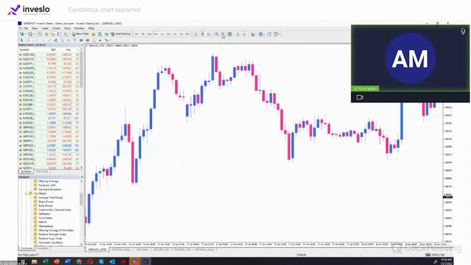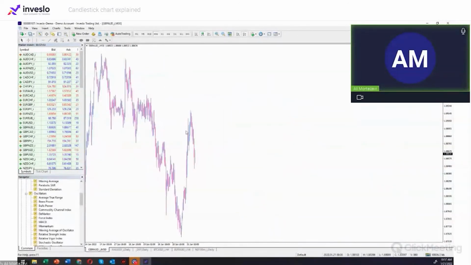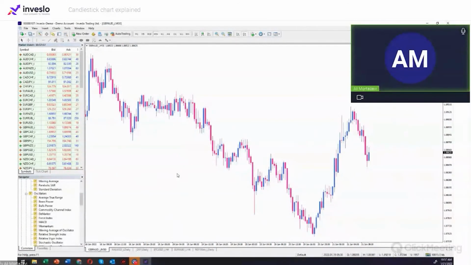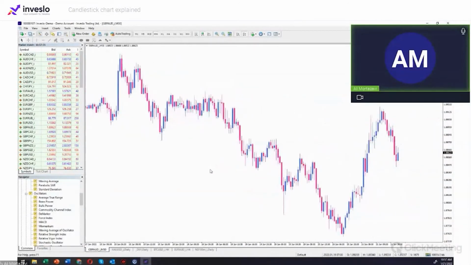But how can we use these candlestick charts as a trading strategy? One of the popular ways to use these candlesticks is using them at support and resistance levels. Okay, but first let's see how we can identify the support and resistance levels.